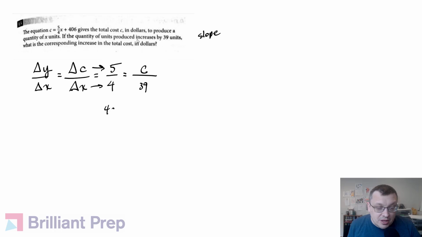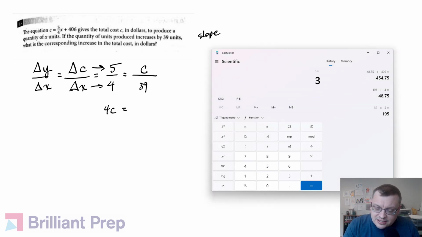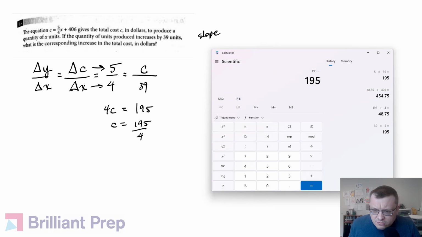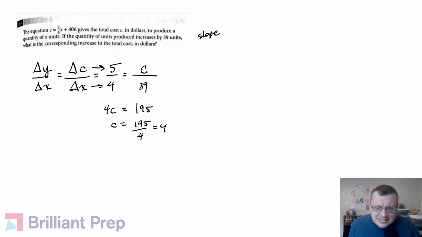So let's go ahead and cross multiply. 4C is equal to 39 times 5, which is, what is that, 195? Let me just check it in the calculator. Yep, 195. And then we divide both sides by 4. You could just leave it as 195 over 4, and that would be fine, but we can also calculate it: 48.75. Either of those you can definitely fit into the box as answers. So that's the way I prefer. I like to focus on the slope definition and set up a proportion.